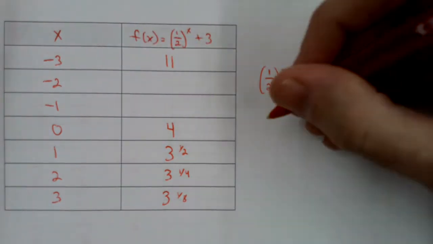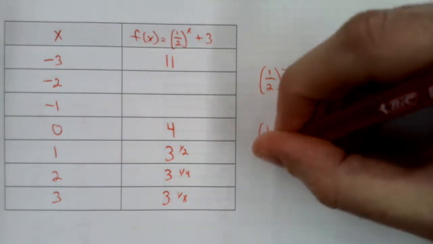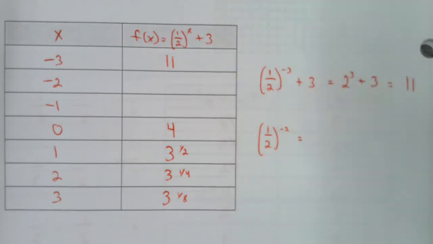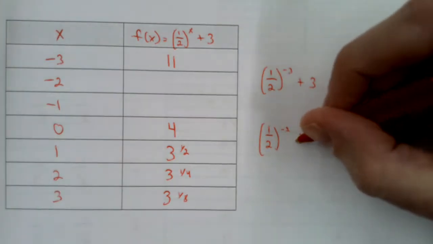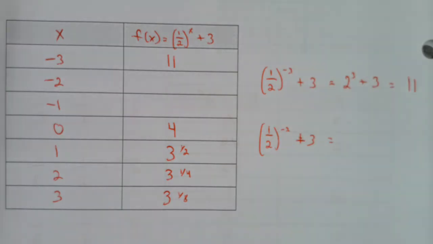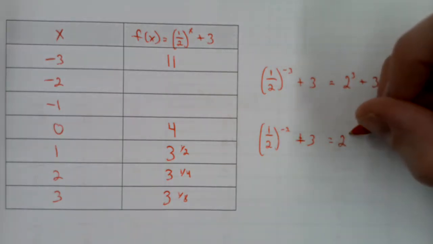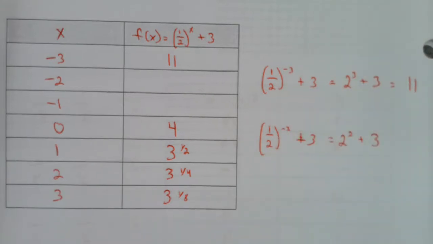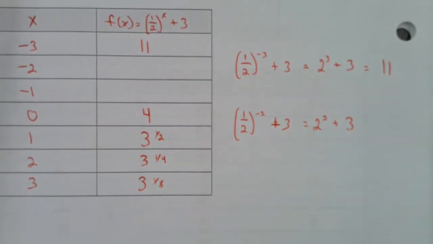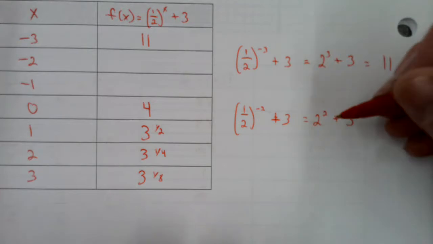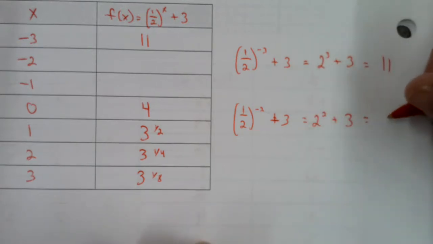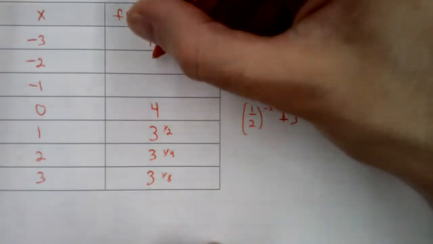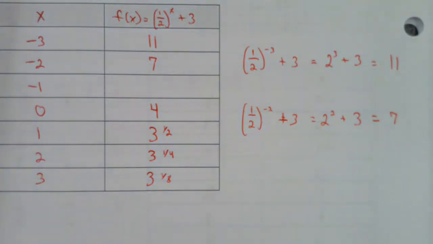When x is -2, it means we have 1/2 to the -2 power plus 3, which equals 2 squared plus 3. You take the reciprocal, which is 2 over 1, make it positive 2. 2 squared plus 3 is 7.